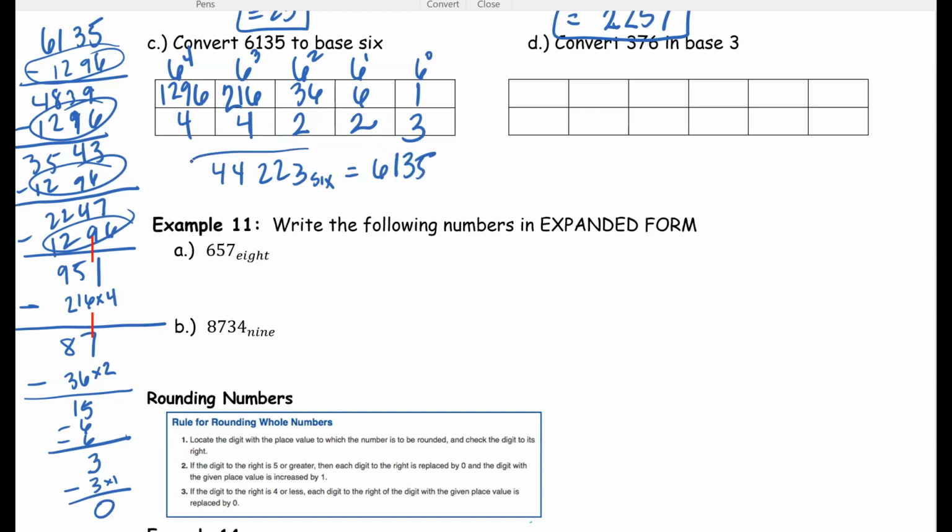Okay, that's not an easy problem. Take your calculator and you want to double check the expanded form. 4 times that number plus 4 times that plus 2 times 36 plus 2 times 6 plus 3 times 1, and make sure you end up getting the 6,135.